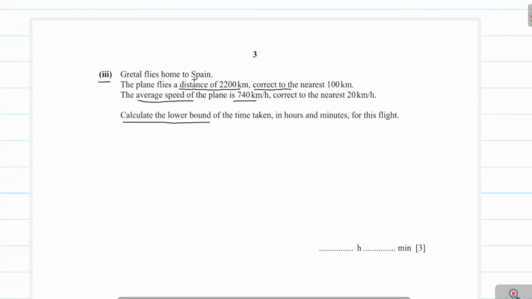Part three, Gretel flies home to Spain. The plane flight distance is 2200 kilometers, correct to the nearest 100 kilometers. The average speed is 740 kilometers per hour, correct to the nearest 20 kilometers per hour. Calculate the lower bound of the time taken in hours and minutes.